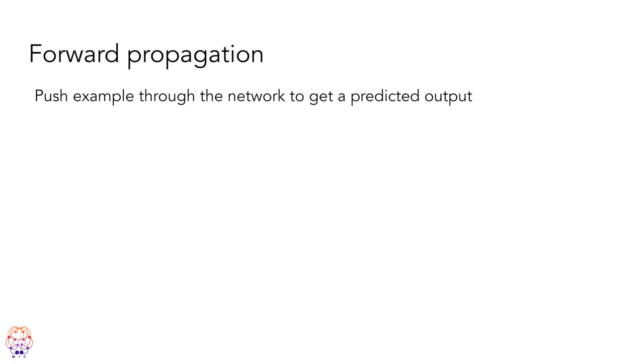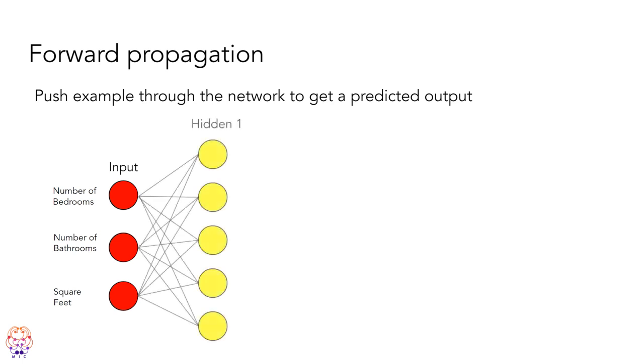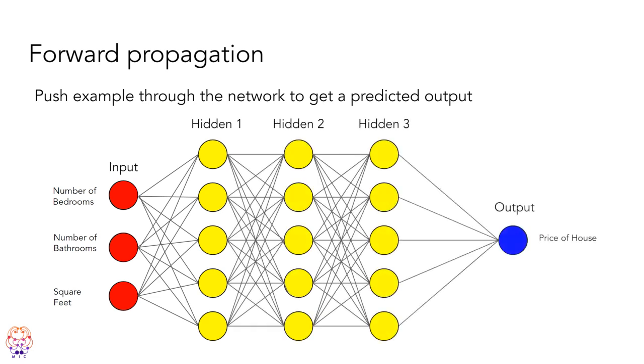But going back to forward propagation, this is where we start, and it starts from just pushing an example through the model. A good example of this is calculating the price of a house. So 3 inputs, 3 dimensions: number of bedrooms, number of bathrooms, and square feet. Simple, probably not accurate with only 3 inputs, but just an example. So you have 3 inputs, a bunch of hidden layers, and then the output, which is calculating the price of a house.